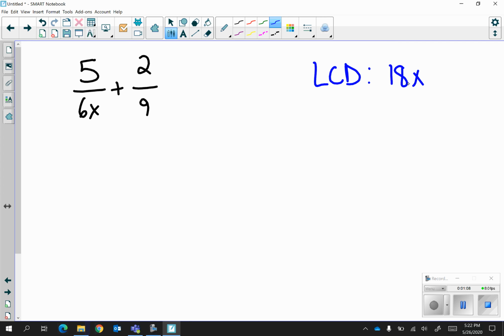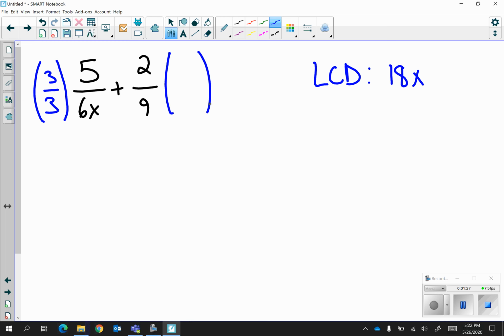Now we're going to multiply each piece by what's missing. Now think about it. You have a 6x. So 6x times what gets you to 18x? And that's going to be 6x times 3. What you do to the top, you have to do to the bottom.